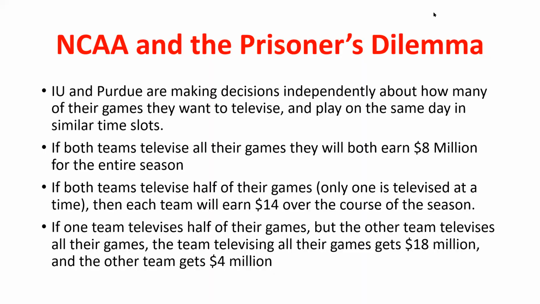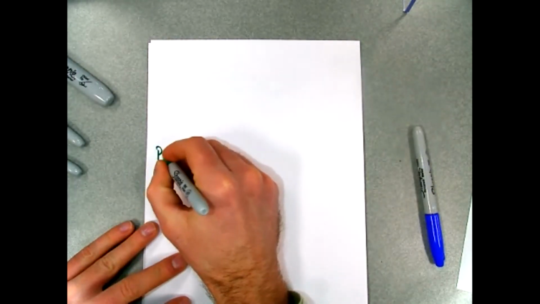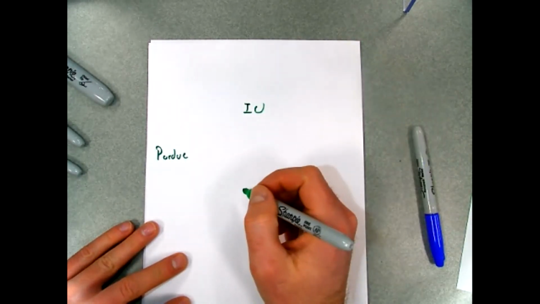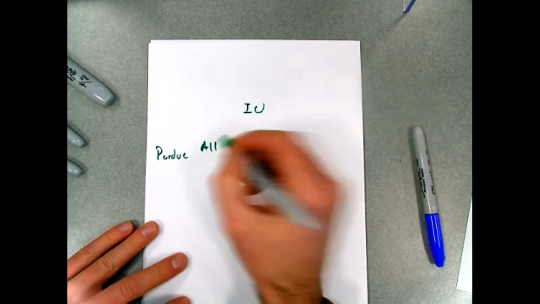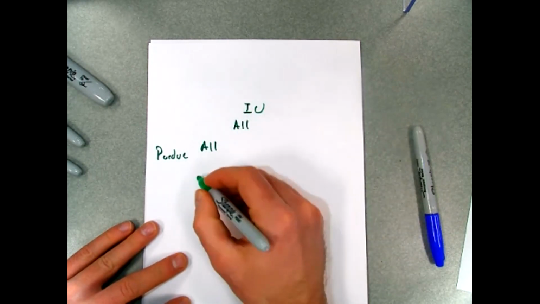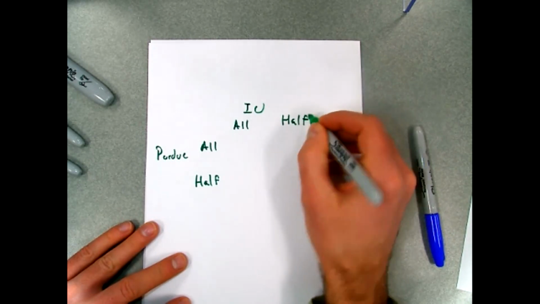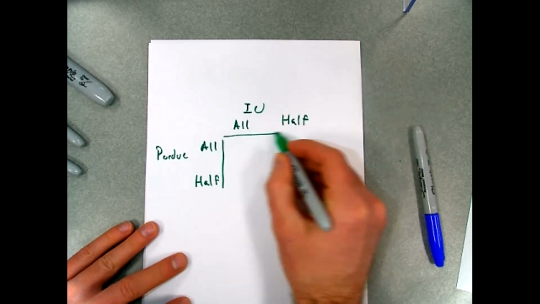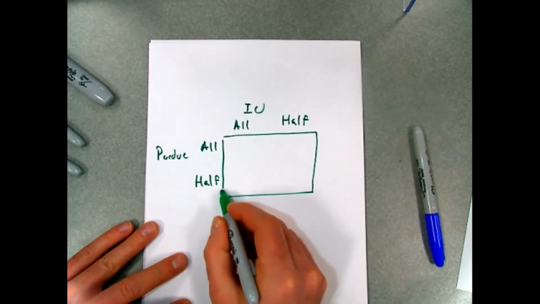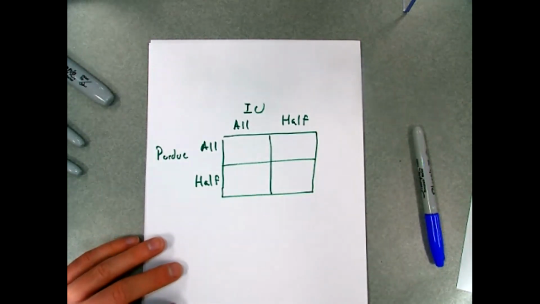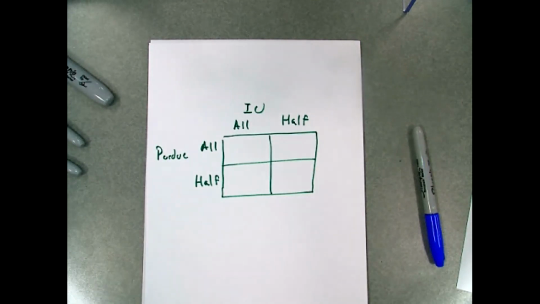So let's build this out. Think about what players we have. We'll do Purdue here, IU up here. They can televise all their games or half their games. Those are their two strategies. So we'll write out the two teams, write out their strategies, and then create this 2x2 matrix. From here, it's just a matter of writing in our payoffs.